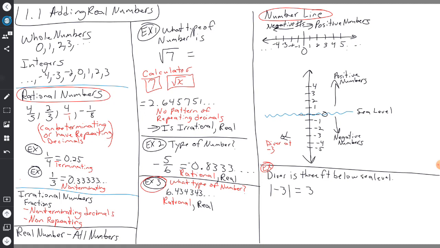And we can think of that as the absolute value of -3, because in general we won't say that a diver is -3 feet. We would probably explain it to someone as that they're 3 feet below sea level.